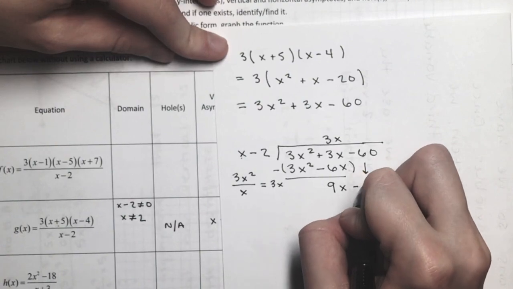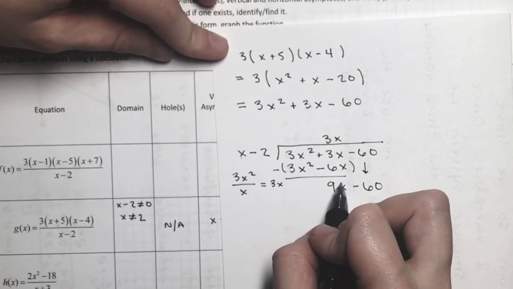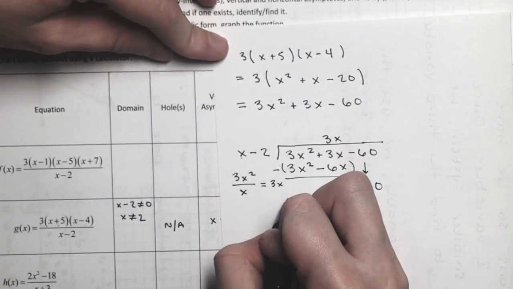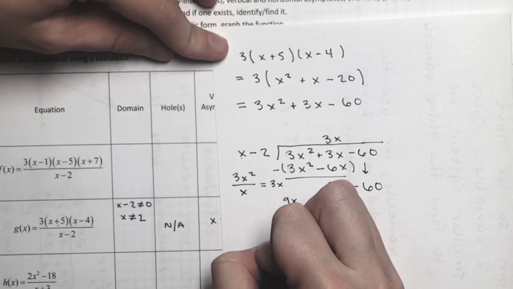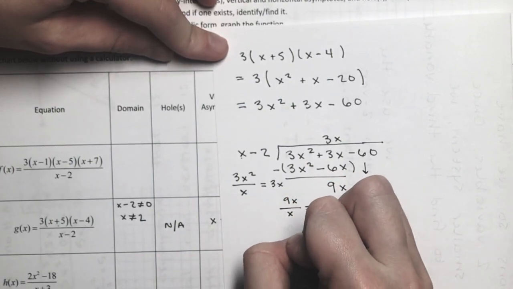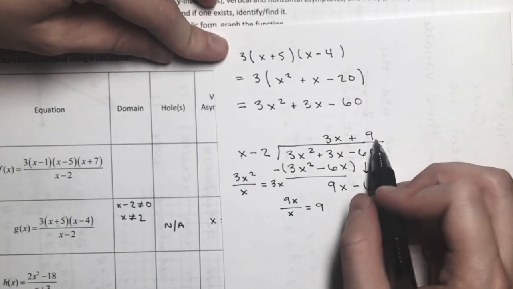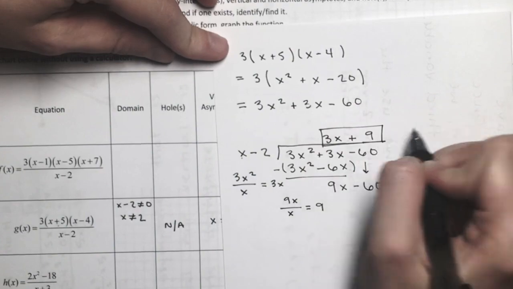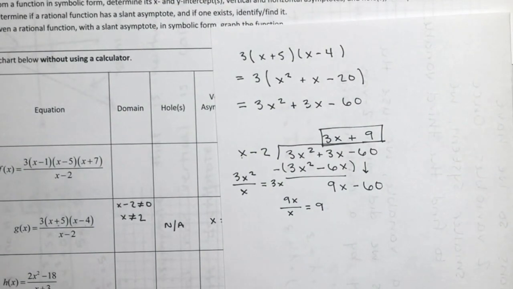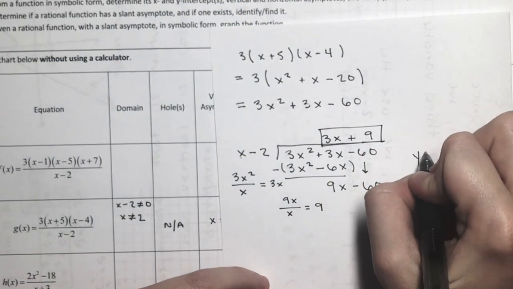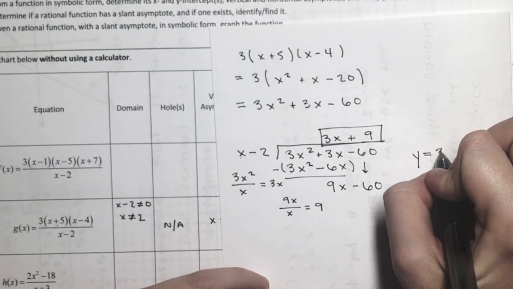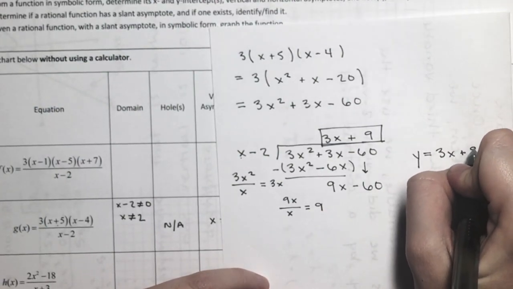We can bring this guy down if we want. Now we divide first term by first term again. 9x divided by x just gives me 9. Now that I've found my constant term, this is it. This is my whole quotient. So this tells me that I have an asymptote at y equals 3x plus 9.